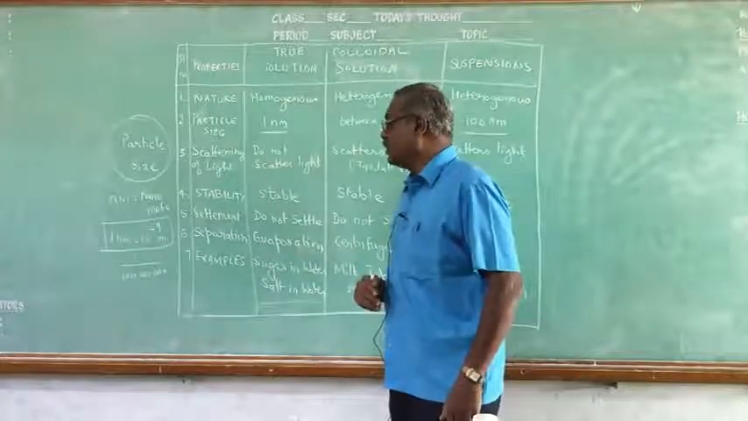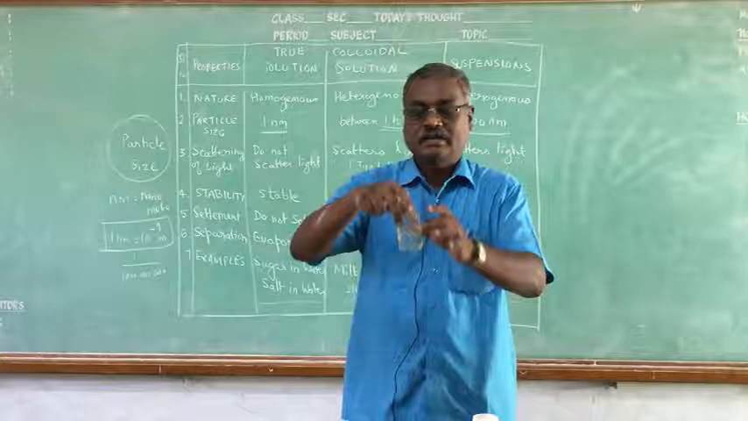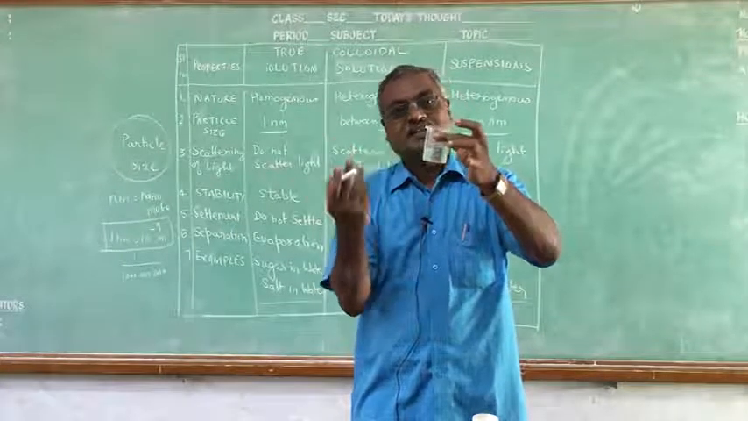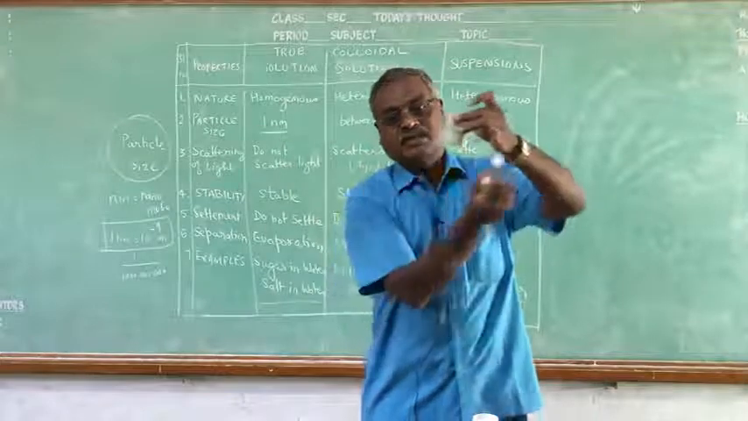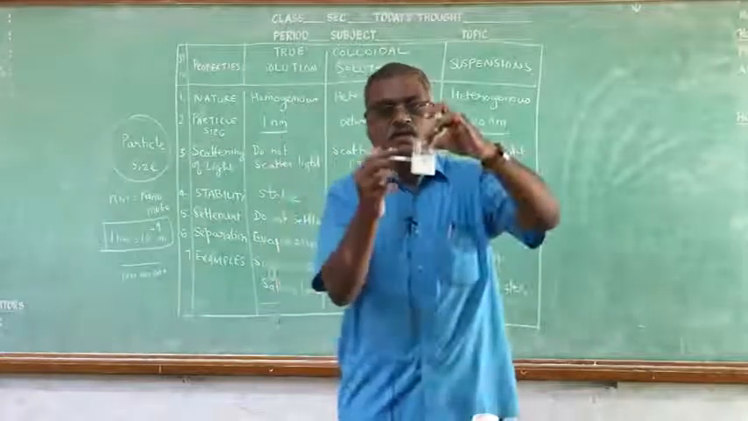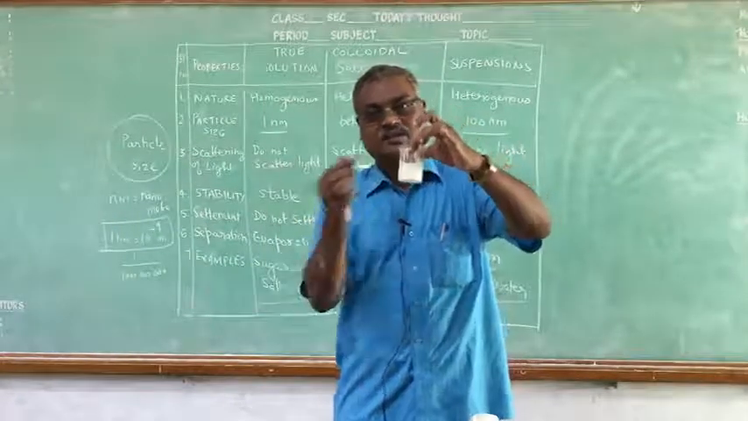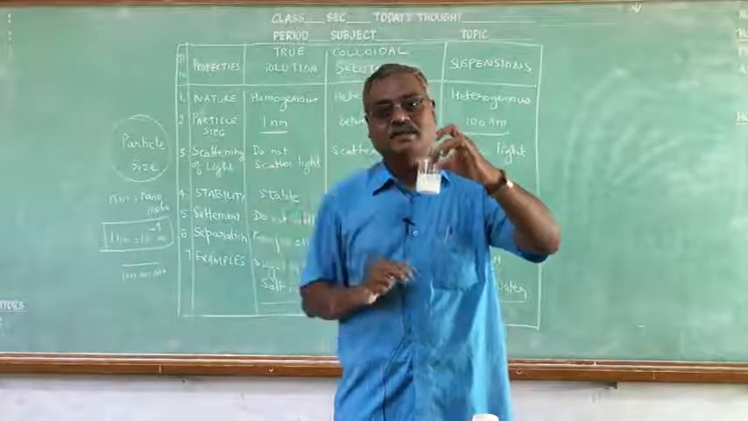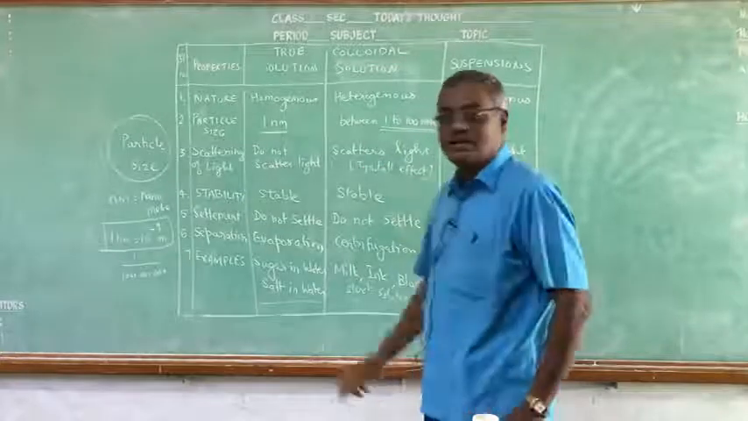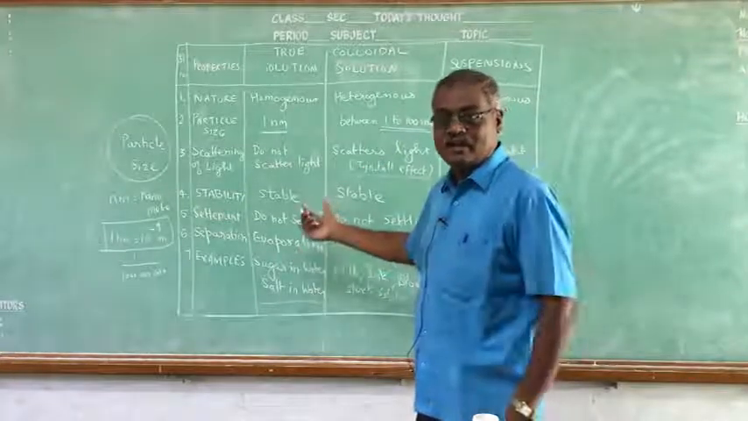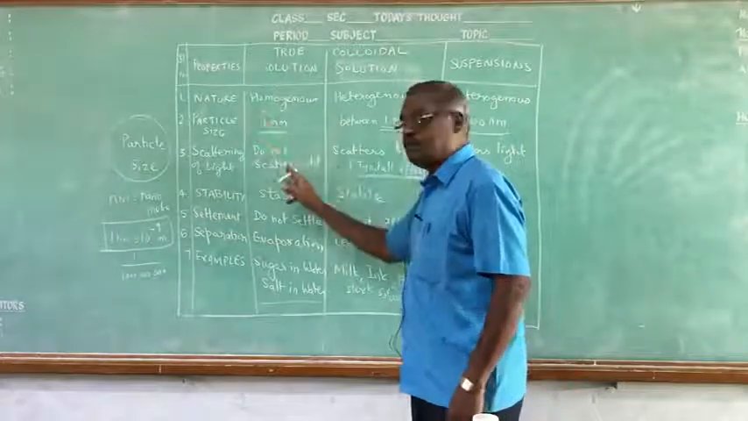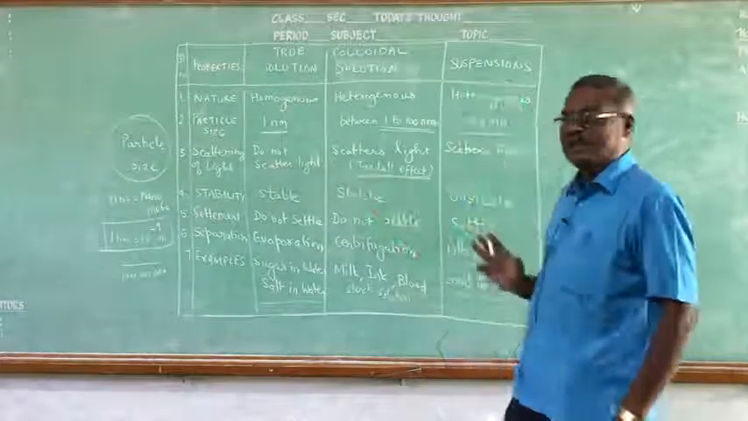And the third one is scattering of light. If I pass light through the true solution, the light will not scatter. Light will pass straight and come to the other side. Whereas if I pass the light through the colloidal solution as well as the suspension, the light rays will scatter. That effect is known as the Tyndall effect. We will study the Tyndall effect in detail later on. So now you see the differences. In the true solution light will not scatter, whereas in the other two light will scatter.